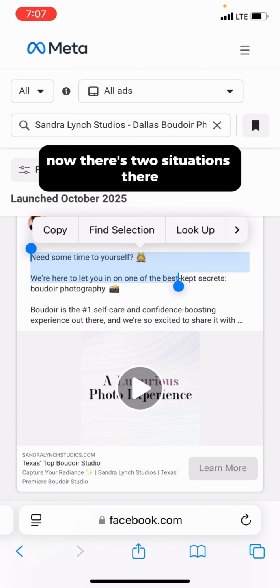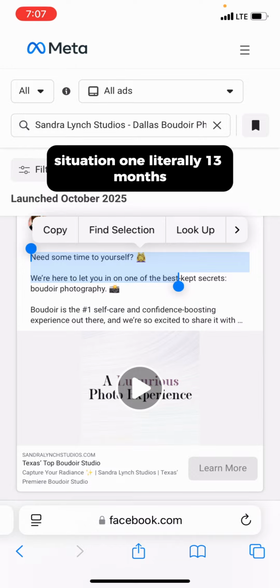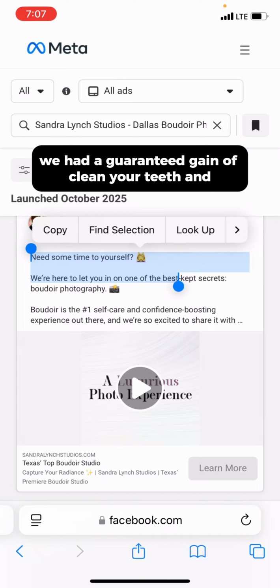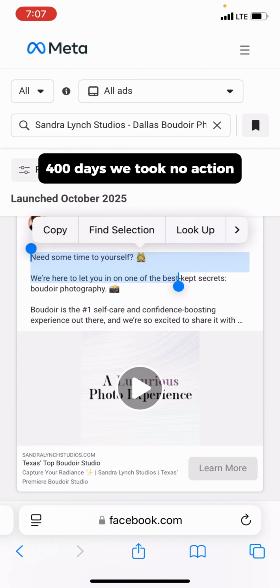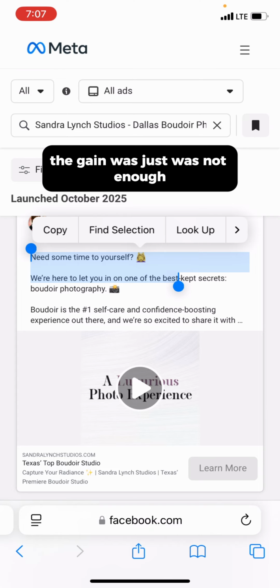Now there's two situations there. Situation one, literally 13 months, 400 days, we had a guaranteed gain of cleaner teeth and taking care of any cavities or knowing we had no cavities. Guaranteed gain, 400 days, we took no action. The gain just was not enough.